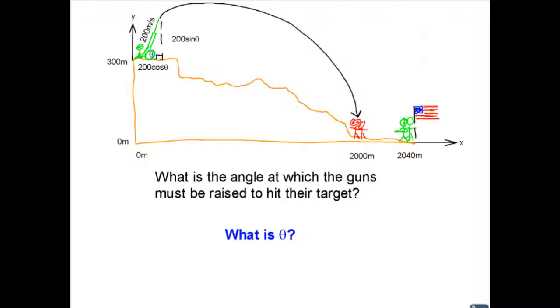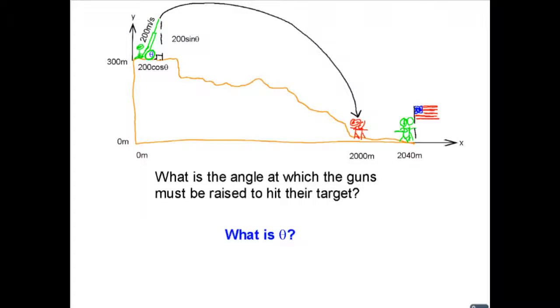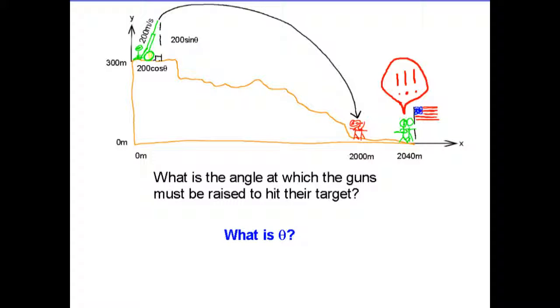The lieutenant in charge of the artillery unit was informed that the enemy positions were about 2,000 meters away. He was also informed that the U.S. troops were located about 2,040 meters. This means that he must be very accurate. If those projectiles went out too far, well, let's just hope his calculations are accurate.